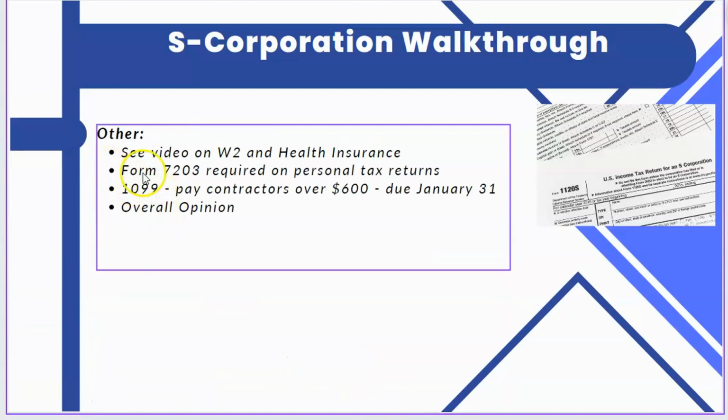All right, last up, just some other items. I created a video on W-2s and health insurance, because if you're an owner of an S Corp, you get health insurance within the company. You need to do one step before the end of the year. It's essentially grossing up your W-2 in order to get this health insurance benefit. Next, the 7203 is required on personal tax returns. This is that tax basis schedule. If you're an S Corp and you're paying contractors over $600, you've got to file 1099s.